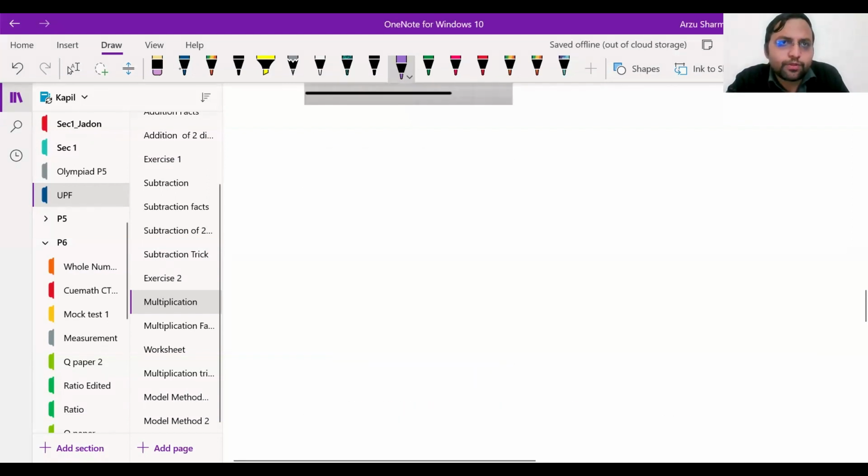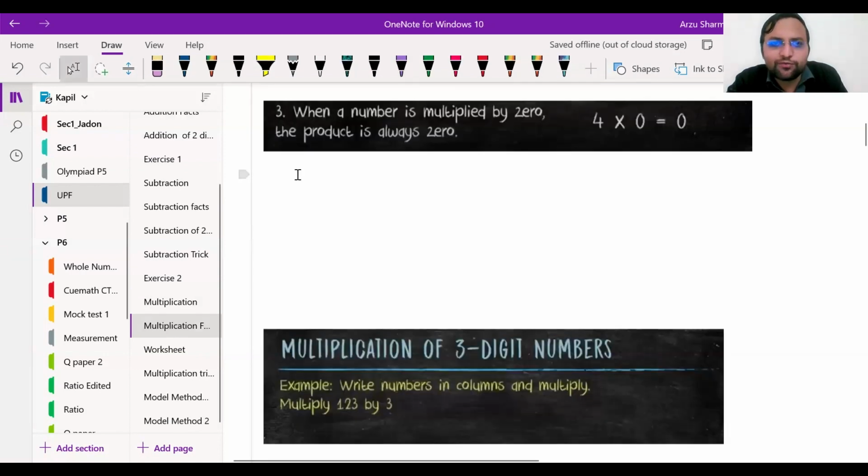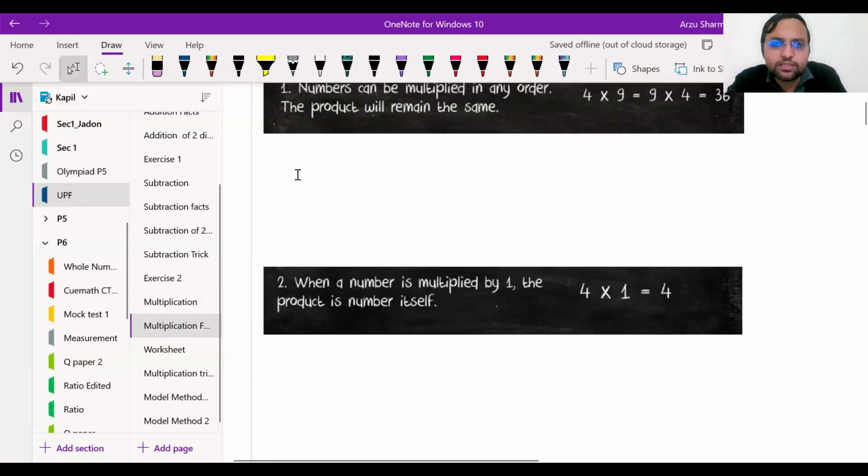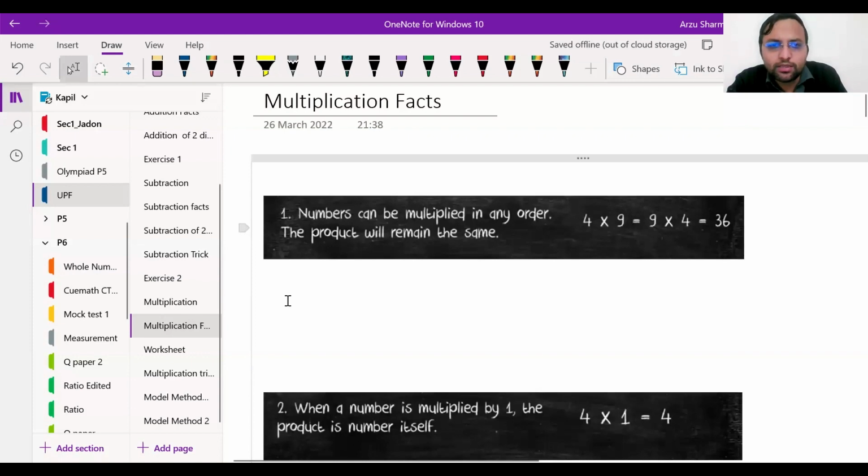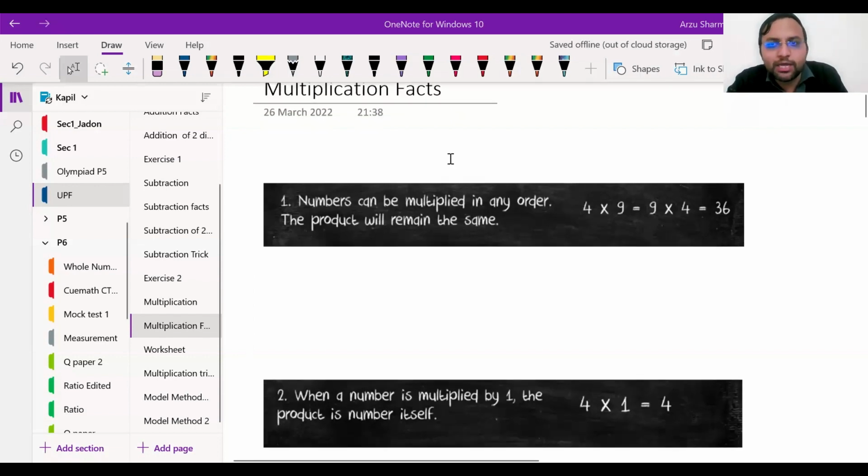So with this, let's move to multiplication facts. I know that you guys are aware of this, but just for the sake of the lesson, let's quickly visit this. So the first one is, as I told you earlier, order is not important in multiplication. So 4 times 9 is the same as 9 times 4.